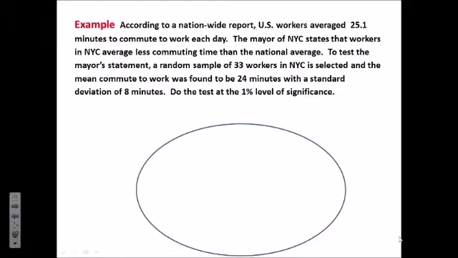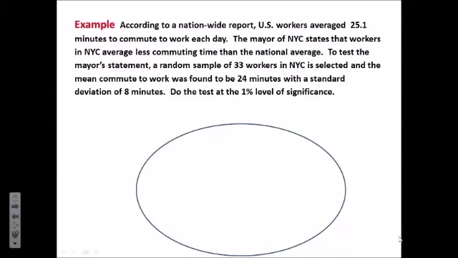According to a nationwide report, U.S. workers averaged 25.1 minutes to commute to work each day. The mayor of New York City states that workers in New York City average less commuting time than the national average. To test the mayor's statement, a random sample of 33 workers in New York City is selected, and the mean commute to work was found to be 24 minutes with a standard deviation of 8 minutes. Do the test at the 1% level of significance.